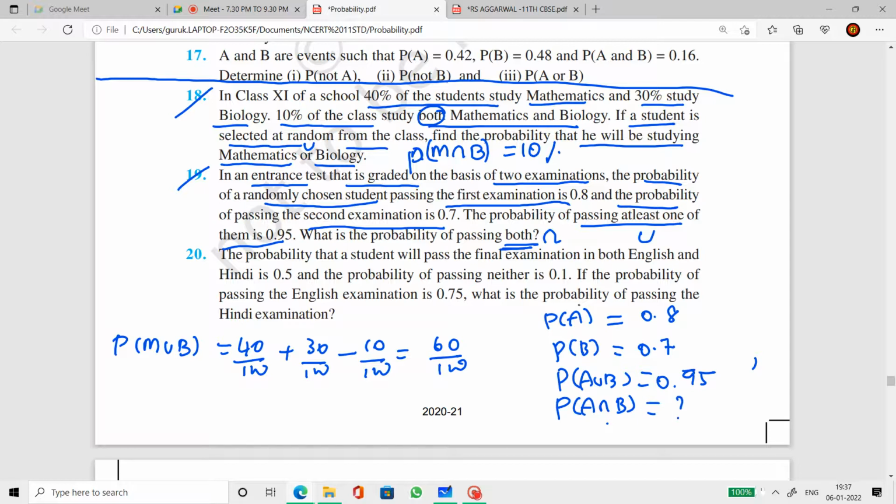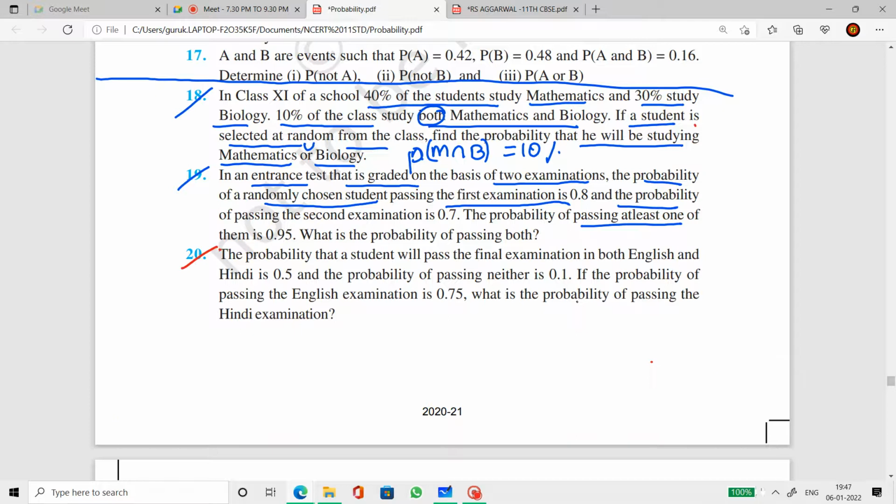So use the addition theorem and do it. P of A union B equals P of A plus P of B minus P of A intersection B. So that means 0.95 equals 0.8 plus 0.7 minus P of A intersection B. So this is how we do the 19th.